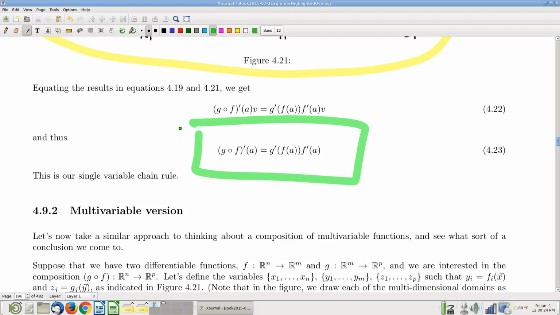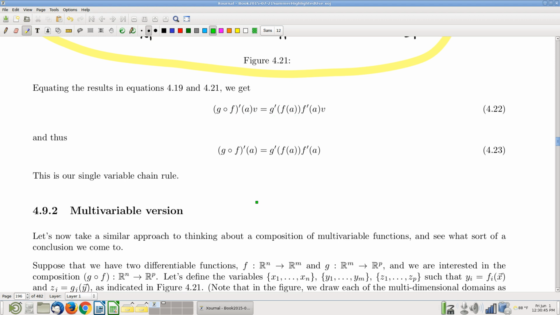This is one of the different forms. This is using Newton notation, right? Prime notation to represent derivatives. And it says that G compose F prime evaluated at A is G prime evaluated at F of A times F prime evaluated at A. So, all right, kind of an arbitrary looking rule.